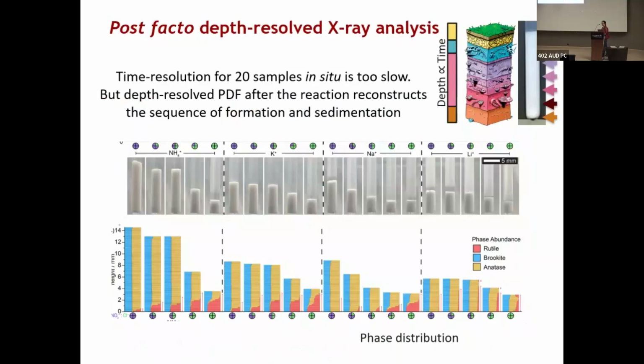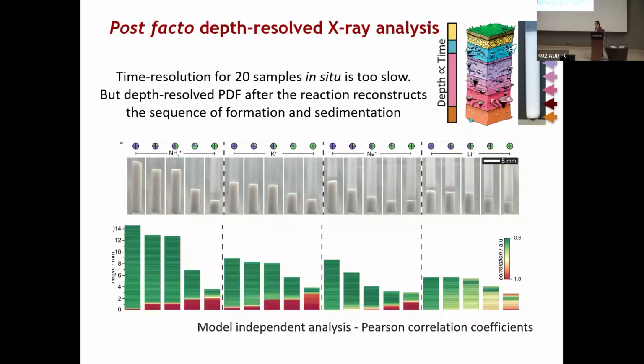20 samples is probably more than I really want to do in situ because it's going to degrade. We're going to compromise our time resolution. But what we can do is take advantage of our small beams. We can make our beam small vertically, and then we can raster across our sample and map our sample after the reaction as a function of depth.